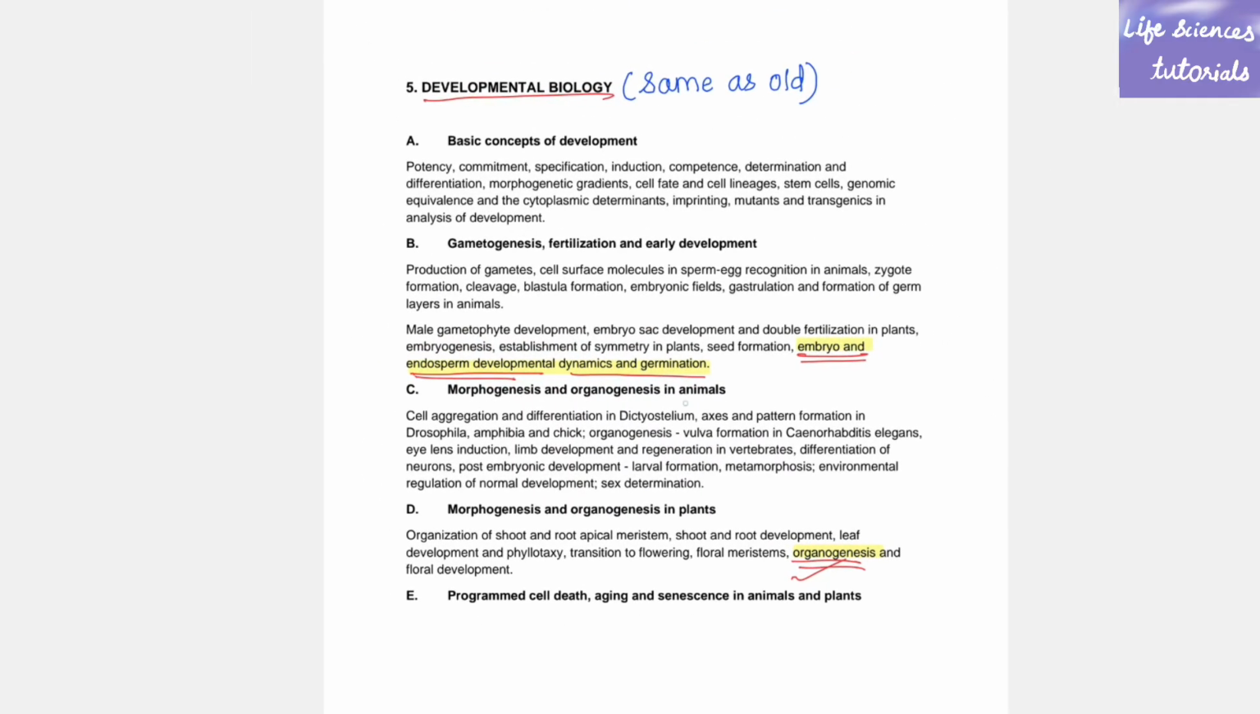Okay, now they have just mentioned animals and plants separately. Initially it was just clubbed as one point, right? But now they have separated the points properly. Again, here you can see programmed cell death. Anyways, we are studying apoptosis in the cell cycle topic also, so it will be the same. Aging, senescence: now you have to cover it with respect to plants also. Animals we usually deal with in the cell cycle; with respect to plants you need to cover it here.